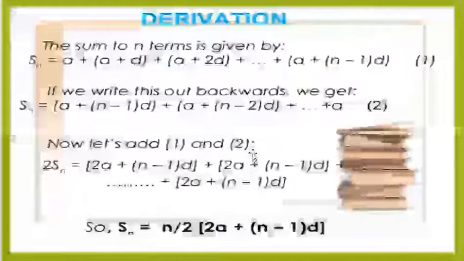Now let's add 1 and 2. Then 2Sn is equal to (2a plus (n minus 1) into d) plus (2a plus (n minus 1) into d) plus dot dot dot plus (2a plus (n minus 1) into d). That is, remember this equation: Sn is equal to n upon 2 into (2a plus (n minus 1) into d). Every student, remember this.